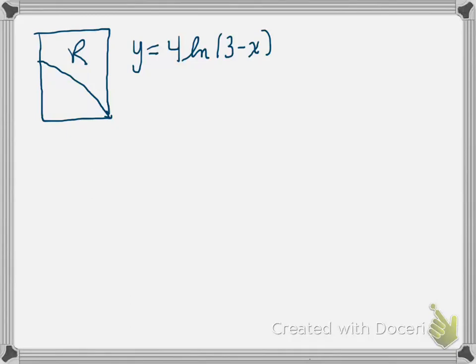Okay, here are the solutions for Tuesday night's homework. So this was the first problem, and you had a picture that looked something like this. And the first part, part A, is to find the area of the region R.